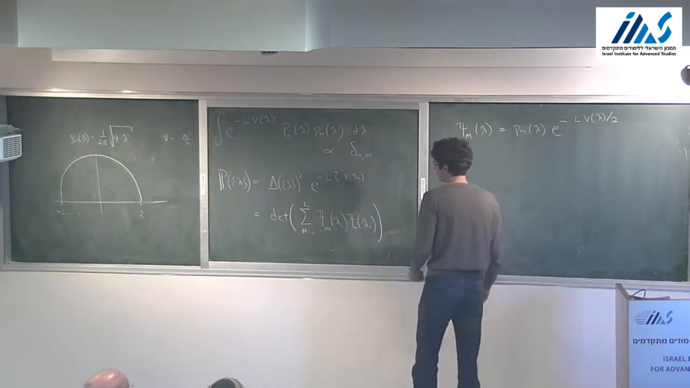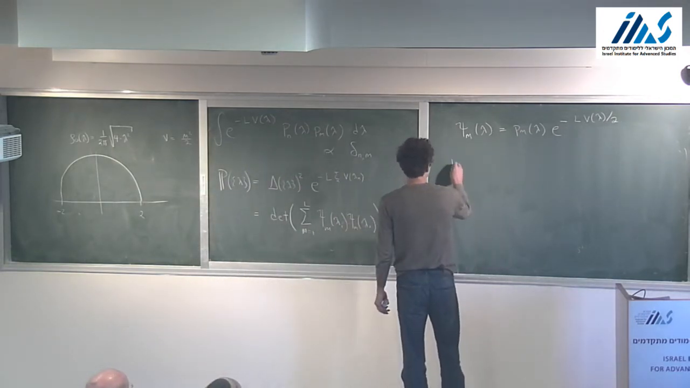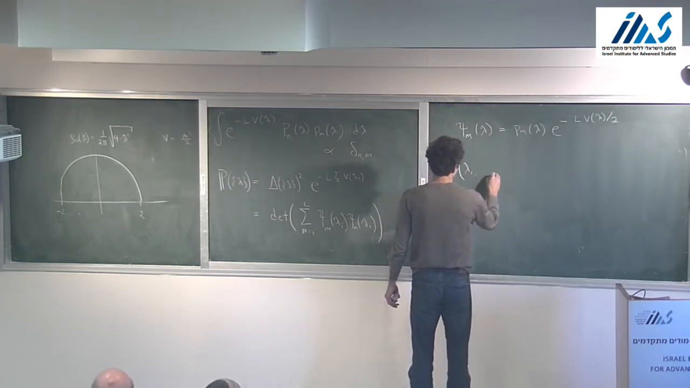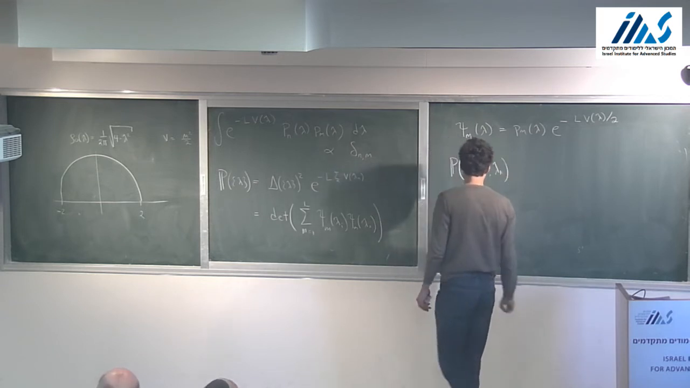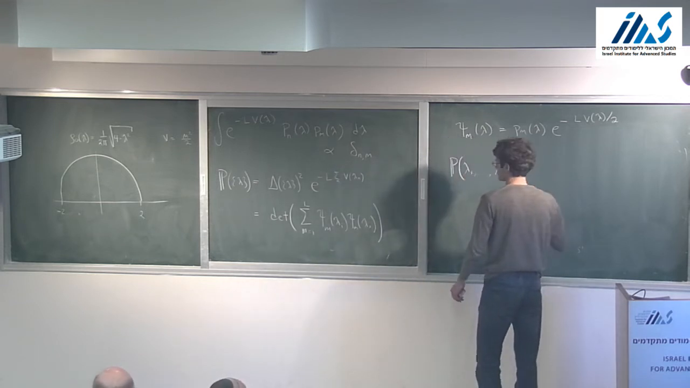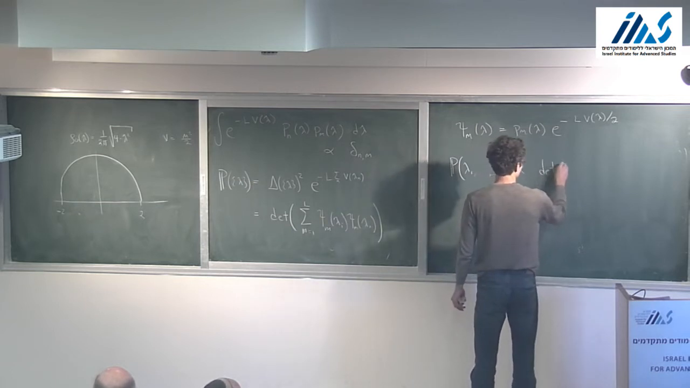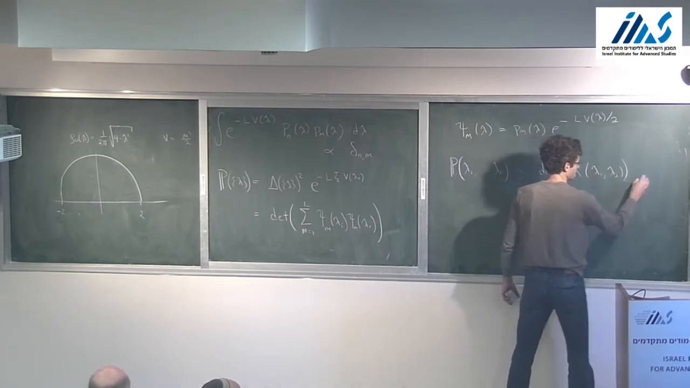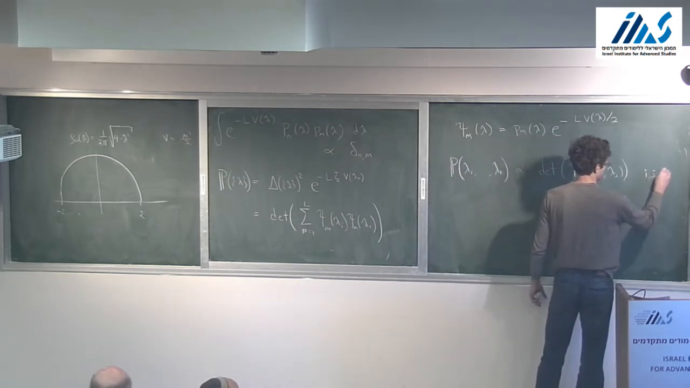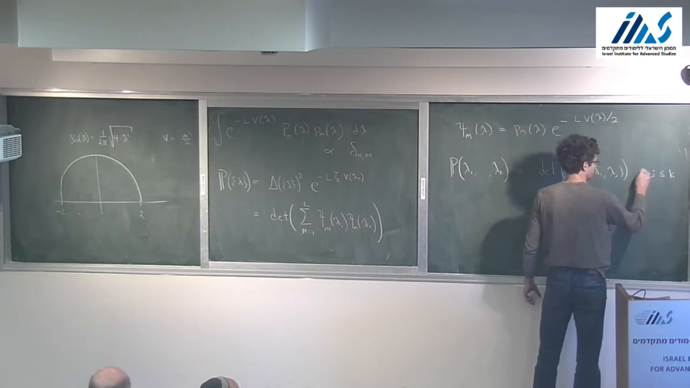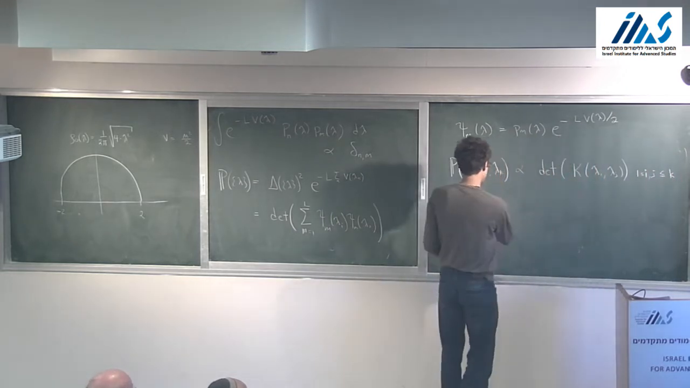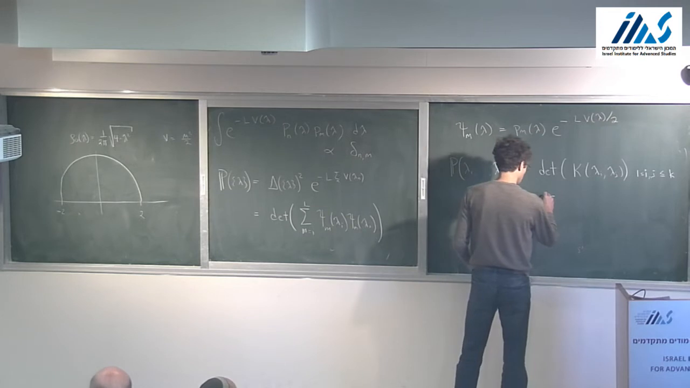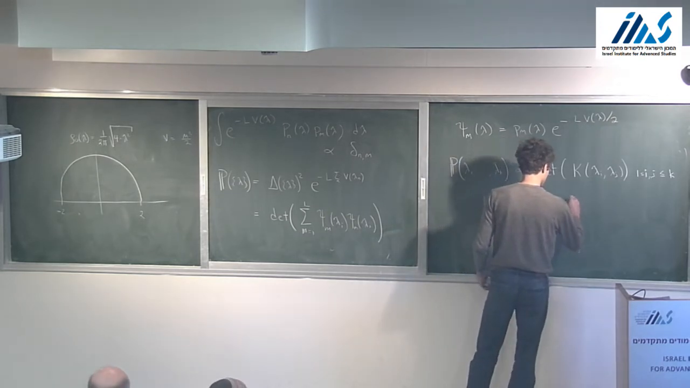And something that you can check, it's not hard to check, is that if we want to calculate the probability distribution for just a subset of the eigenvalues, lambda 1 up to lambda k, then that's proportional to the determinant of K of lambda i, lambda j, where now i and j are running from 1 up to k. And this kernel here, K, is just the sum of these psi functions.